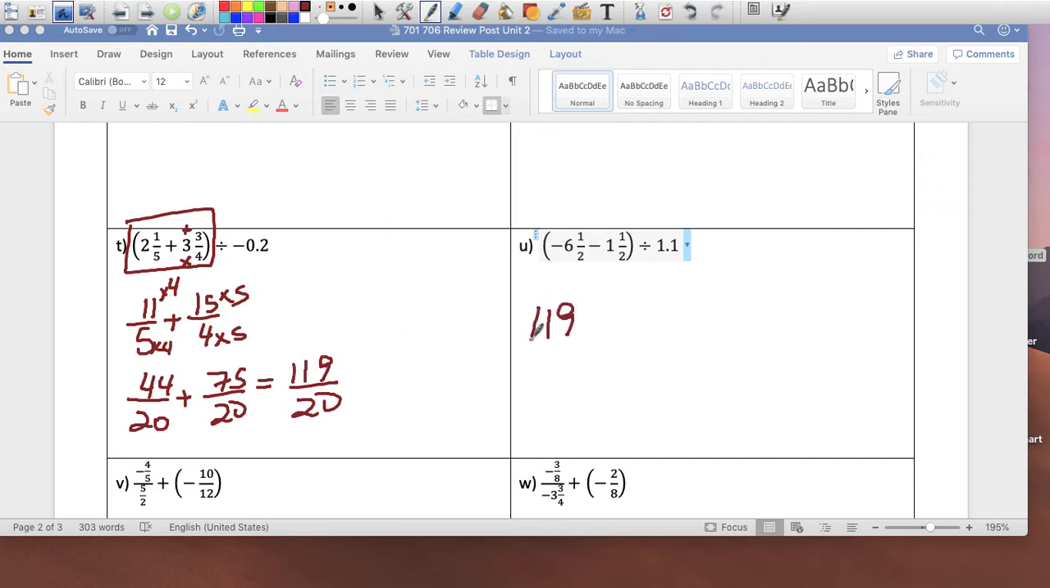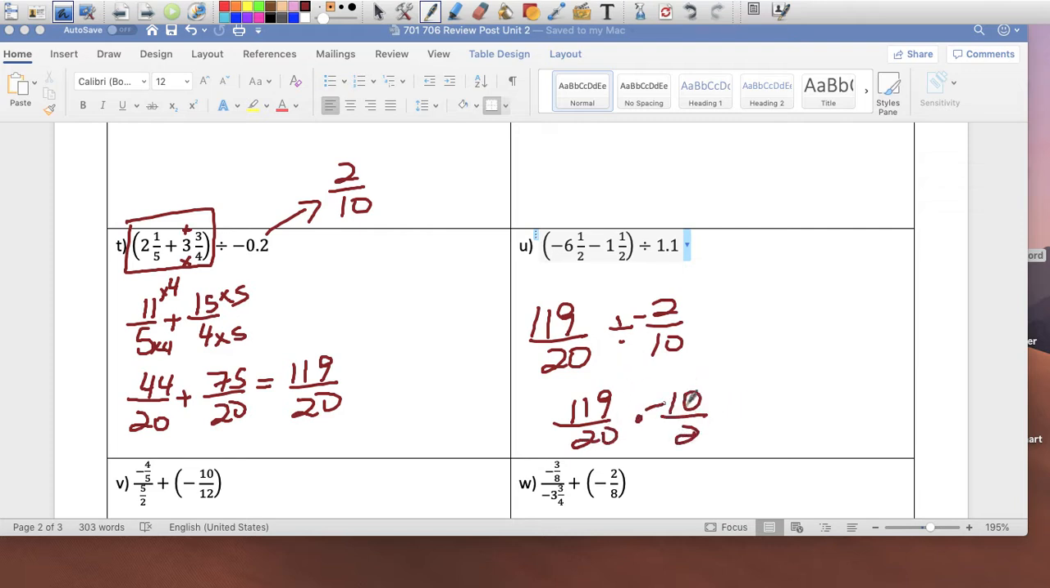And then I'm going to take 119 over 20, divide by, in this guy I'm going to change to 2 over 10. Divide by 2 over 10, but negative. Keep. Change division to multiplication. And this becomes 10 over 2. We can simplify. This 10 divided by 10 is 1. 20 divided by 10 is 2. It's going to be 119 times 1 is 119. 2 times 2 is 4, but negative.